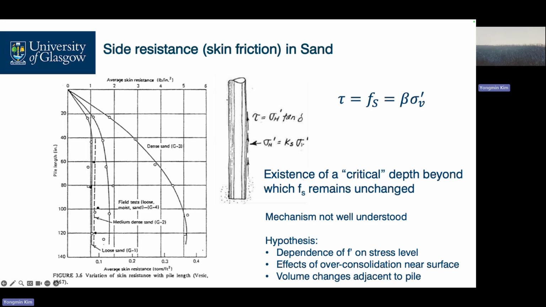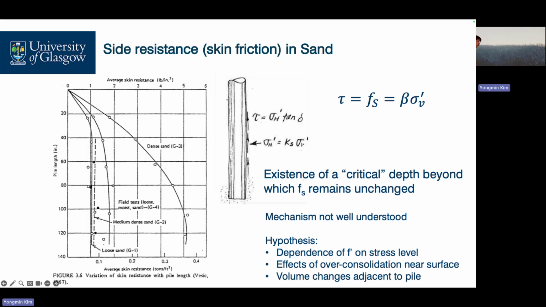Skin friction. Now we are in the skin friction, shaft friction, drained conditions in sand here. Simple, same: vertical effective stress times beta. Beta is affected by horizontal earth pressures and the interface friction, the roughness of the interface. But in particular in sand, the mechanism is not well understood, still uncovered yet.